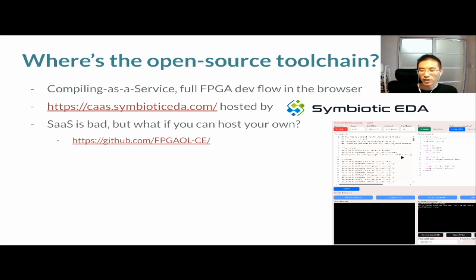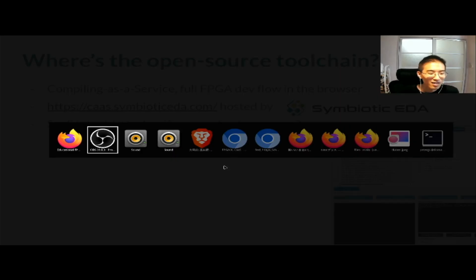Basically you have a browser interface to interact with the code, and then you can submit the compilation to the server, and the server will do the compilation by calling a Docker container containing all the tools. And I also show this.